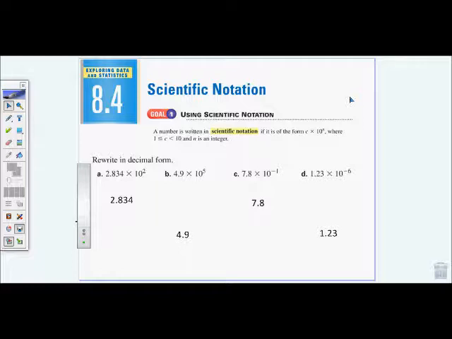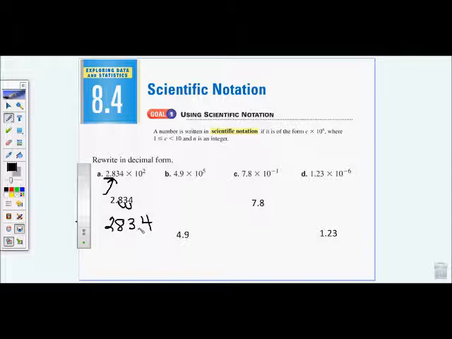Okay, so if we rewrite each one of these in decimal form, we have 2.834. Again, notice I have one value before the decimal point. That's what we would use for scientific notation. And now because it's times 10 squared, which is 100, when I multiply by 100, I add 2 zeros, sometimes we say, or we're going to move dink 2 times. So our finished answer will be 283.4.